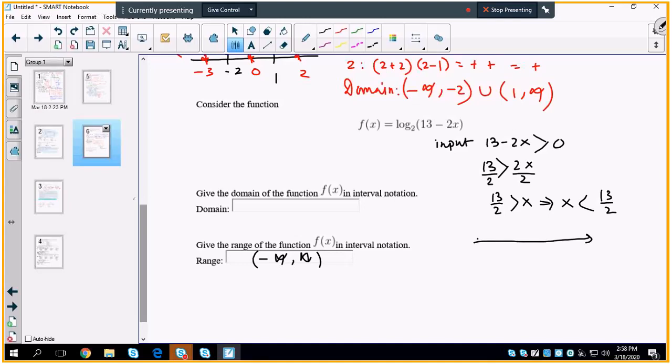On the number line, get your 13 over 2. Your x is less than 13 over 2, so you are on the left hand side. You don't take 13 over 2 because of the strictness of the inequality. So the domain is given by negative infinity comma 13 over 2, which answers your question.